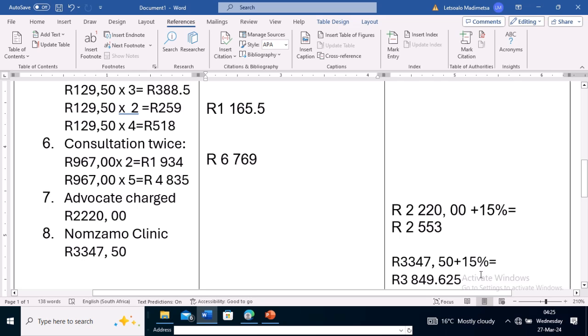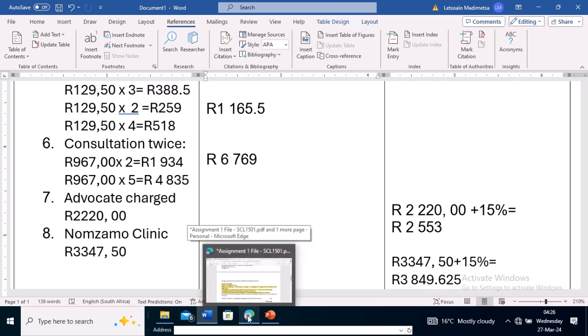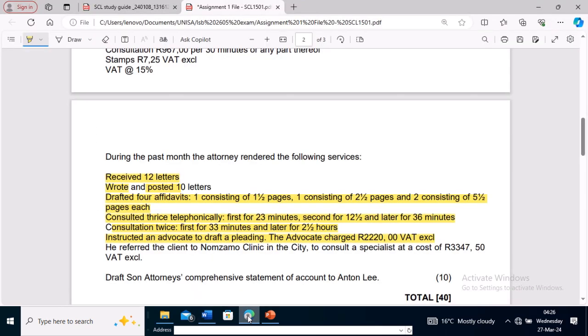Please guys, don't forget to add this line. Then it's going to give you 3,849 rands 625 cents. So you can round it off or you can round it off later. It's up to you. Then we are done with the first part.